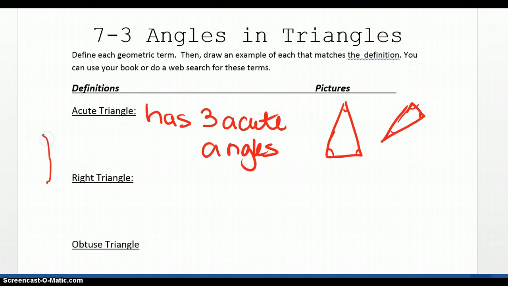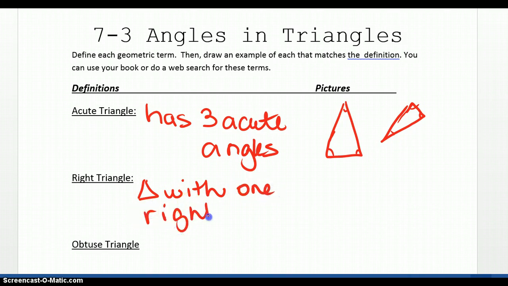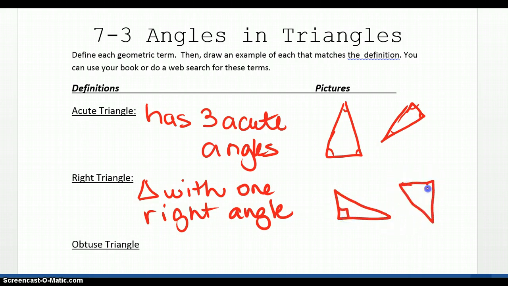Okay, so looking at a right triangle, so we know that a right triangle has what kind of an angle? A right angle. So it's a triangle with one right angle. Okay, so think about what that would look like. So you start with a right angle and then draw your third side. And we always show that there's a right angle by putting that little box in, because obviously my drawings aren't perfect.